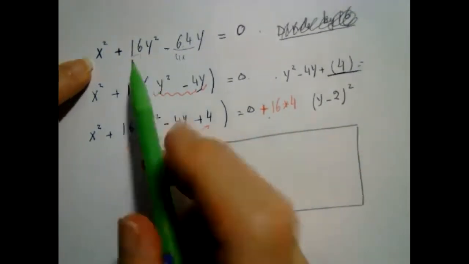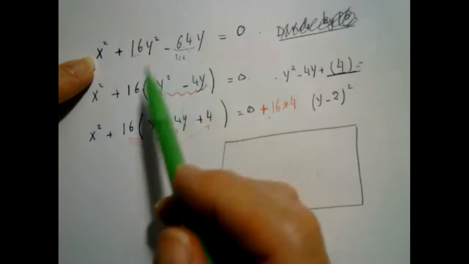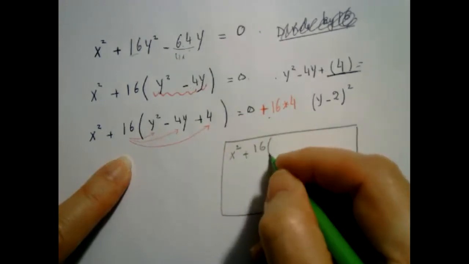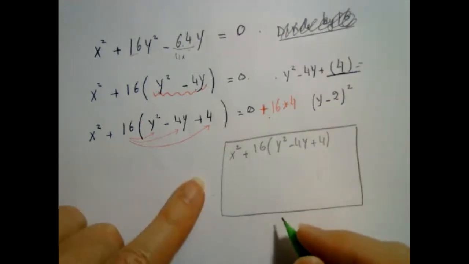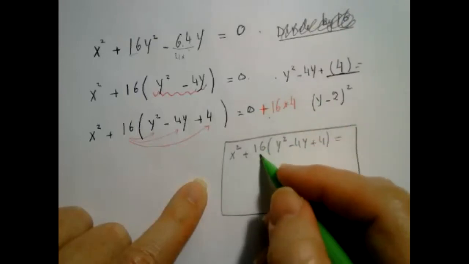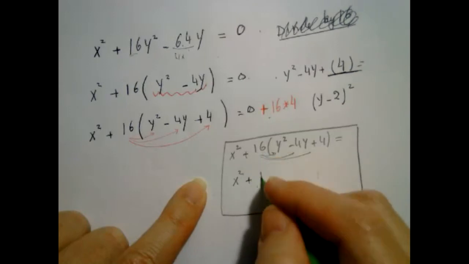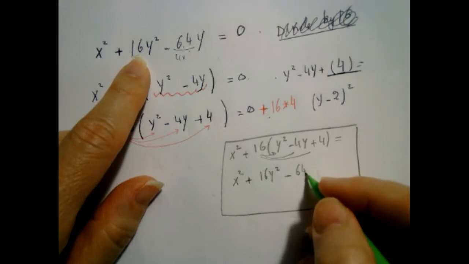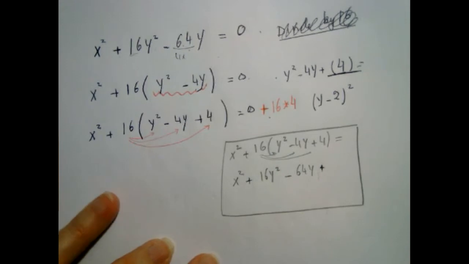Okay. My goal is not to change. My goal is to rewrite, to manipulate algebraically. So in this expression here, when I have minus 4y plus 4, okay? If I distribute again, what do I get? 16y squared, which is this term, minus 64y, which is this term, plus what? Kishan, answer the question. Plus what when I distribute?